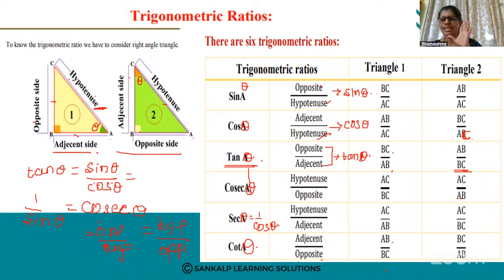Trigonometric ratios. 6 trigonometric ratios are there. First one is sin theta, cos theta, tan theta, cosec theta, sec theta, cot theta. This is sine, cosine, tangent, cosecant theta, secant theta, cotangent theta. And the short forms of all of them, sin theta, cos theta, tan theta, cosec theta, sec theta, cot theta, are what we say. Okay, next one.